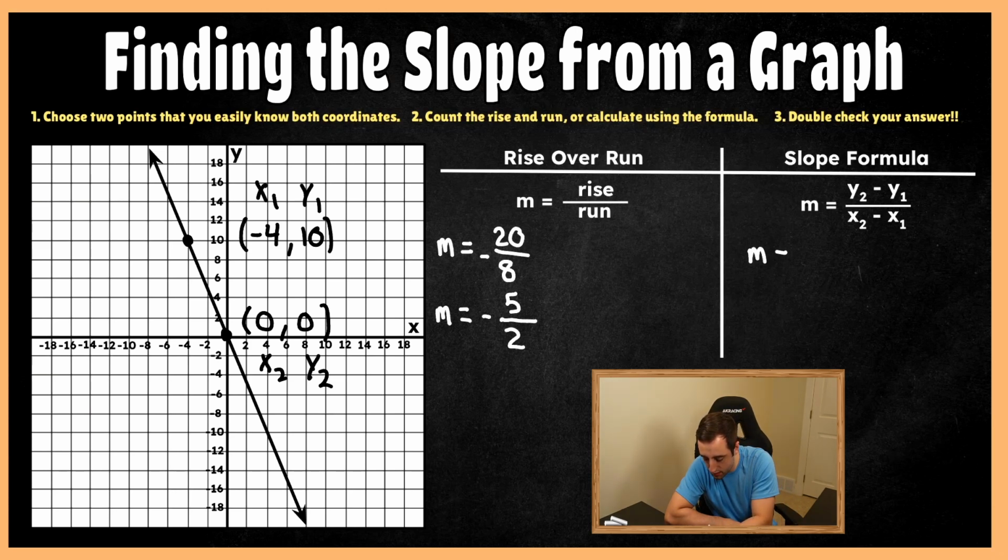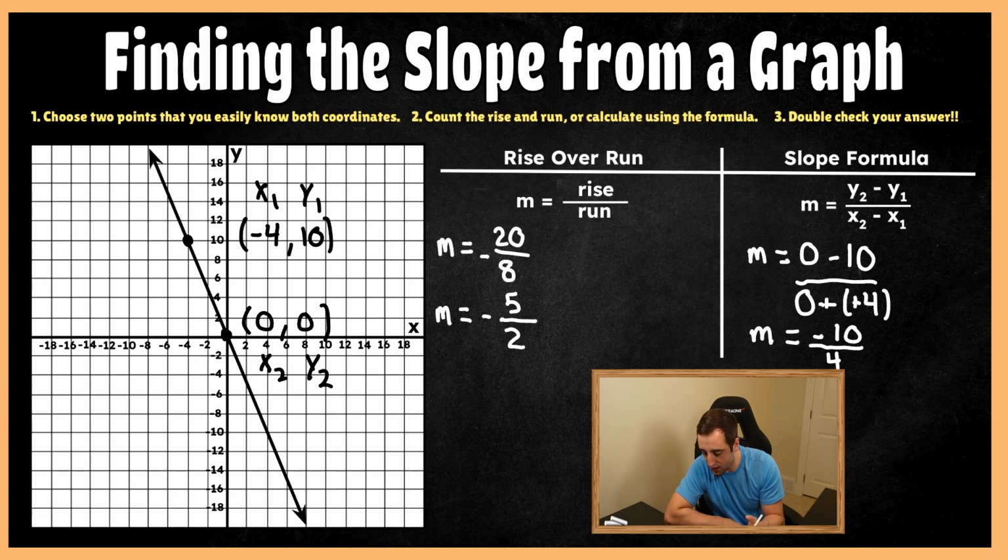So now let's go ahead and use our slope formula by plugging in our values. So m equals y2, which was 0, minus y1, which is 10, over x2, which is 0, minus x1, which is -4. We end up getting m equals 0 minus 10 is -10, over 0 minus -4. Subtracting a negative turns to a positive, so 0 plus 4. So our denominator is 4. Well, -10 over 4, they're both divisible by 2. So you end up getting m equals -5/2 regardless as our final answer.